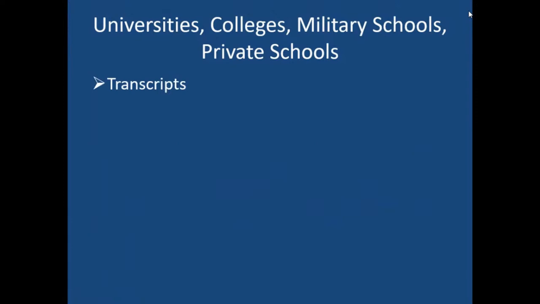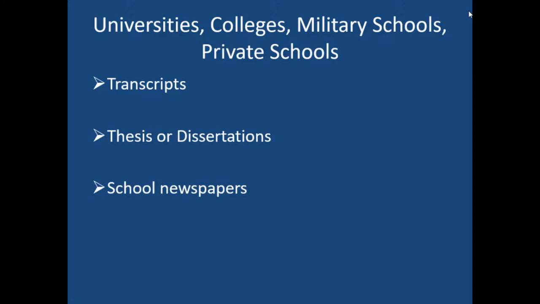You might find the university or college's transcripts for your ancestors. Maybe you're looking for your own transcript. Contact the college or the university and see if you can get that. How about theses or dissertations? These were saved and they are available. So when you know where your ancestor went to school, check to see if they have a thesis or dissertation on file. Great to get a copy of that and just see what your ancestor was writing about. Again, school newspapers. These particular schools also had school newspapers. So check for those with the schools.